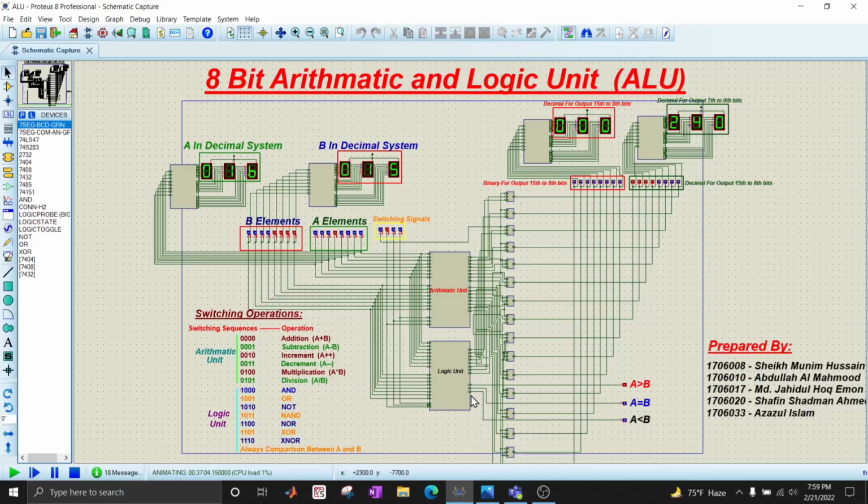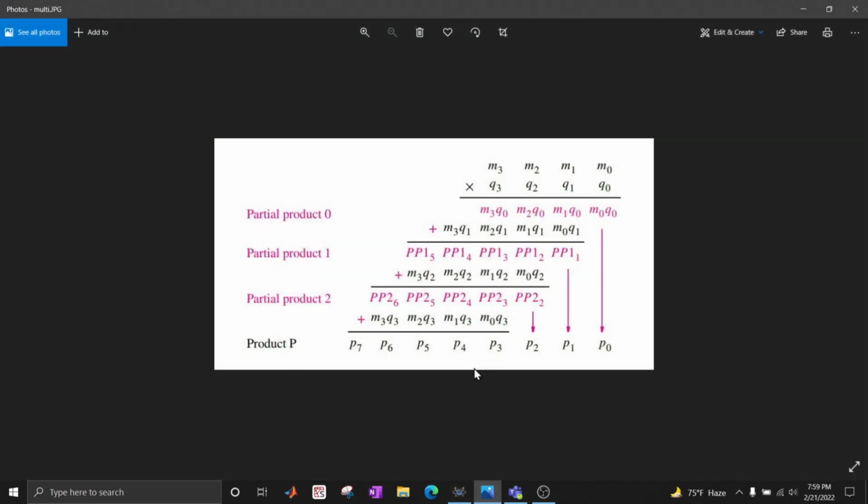Now I will explain the multiplication block. Here on the screen you can see that 16 and 15 are multiplied to get 240. Switching signals 0, 1, 0, 0 give the multiplication output. If we see the basic technique of multiplication for a 4-bit number, this is the basic logic of multiplication. We can see that the LSB of each partial product is directly given to the output.